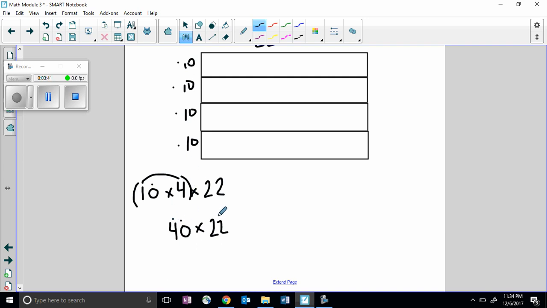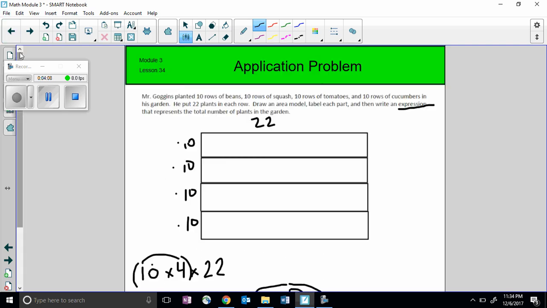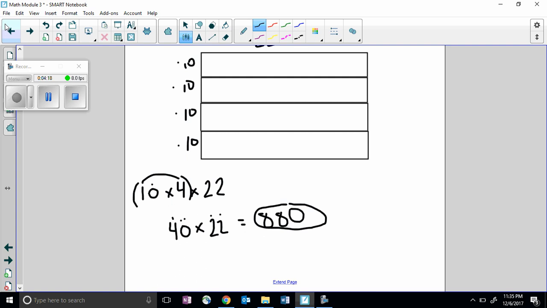Well, let's look. What's 4 times 2? 8. All right. What's 4 times 2? 8. No problem. Still doing good. And then don't forget your 0. Hot dang, he planted 880 plants. That was a busy summer for Mr. Goggins, because that is a lot of plants. So we wrote our expression, and we drew an area model, and we labeled each part. So Miss Kohler has not lost her mind. We just got to do a little practice.